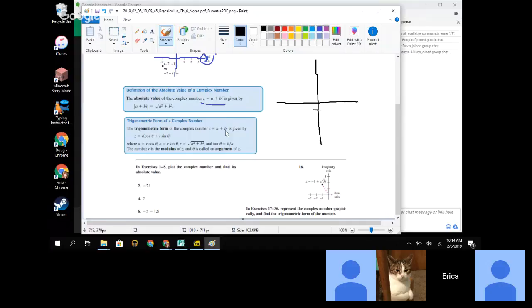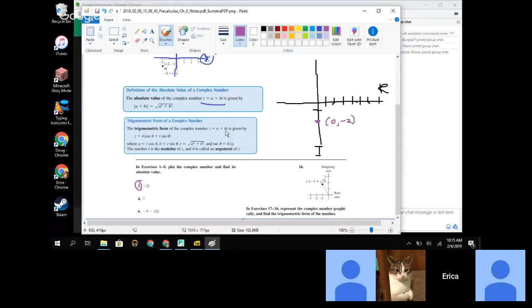Okay, so the first one is, again, 3, 4, 5, 6, 7. So if you look at number 2, this is your real and this is your imaginary axis, right? If I look at number 2, it says to plot negative 2i. So negative 2i has 0 real parts and only imaginary parts, and it's negative 2. So this would be at 0, negative 2.